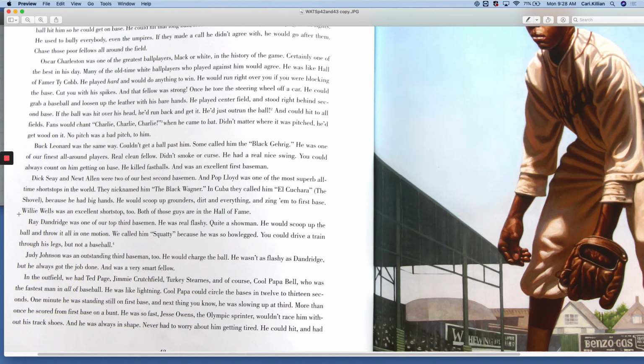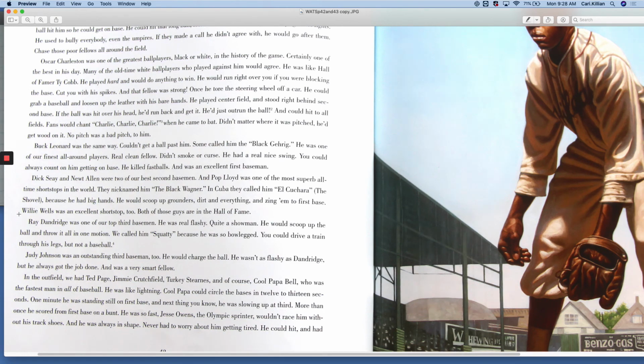In Cuba, they called him El Cuchara, the shovel, because he had big hands. He would scoop up grounders, dirt, and everything and zing them at first base. Willie Wells was an excellent shortstop too. Both of those guys are in the Hall of Fame.